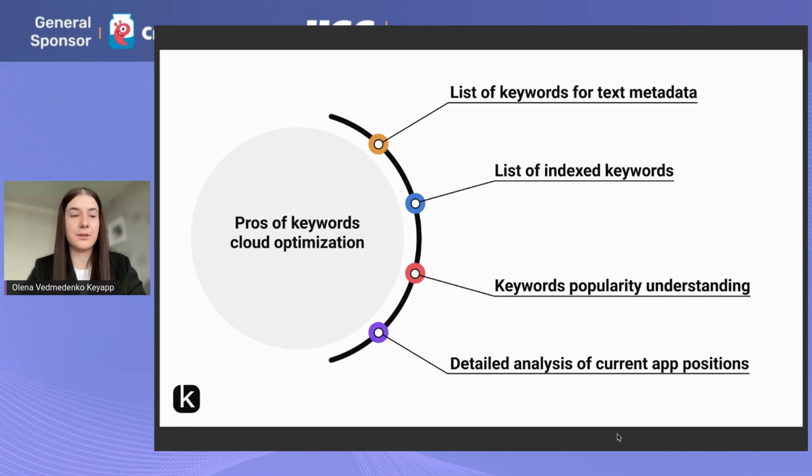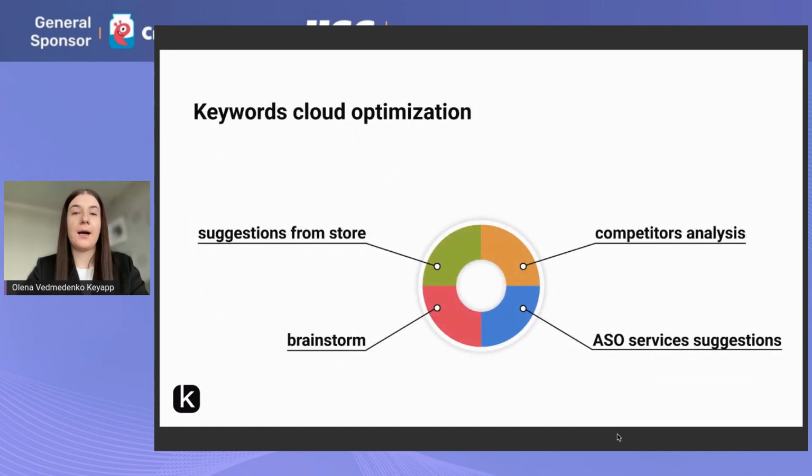So you will be able to get which keywords can already bring some organic traffic to your game. How to proceed with keyword cloud optimization? Basically, nowadays, it is not as difficult a task as it may seem.